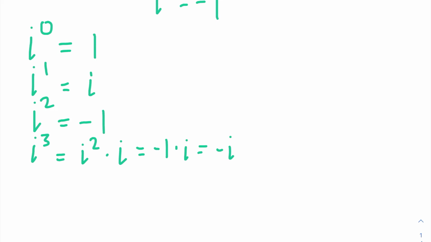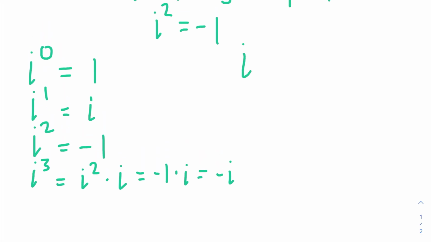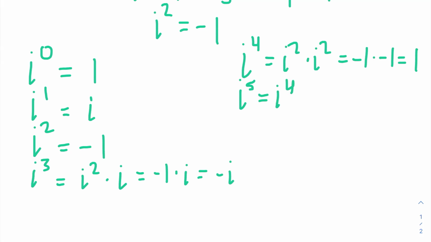Now let's move on to i to the power of 4. i to the power of 4 is equal to i to the power of 2 times i to the power of 2. And i to the power of 2 is negative 1. So we have negative 1 times negative 1, which is just equal to 1. So i to the power of 4 is the same thing as i to the power of 0. Now i to the power of 5 would be equal to i to the power of 4 times i. And i to the power of 4 is equal to 1. So we have 1 times i, which is just going to be i. So we see that i to the power of 5 is the same thing as i to the power of 1.